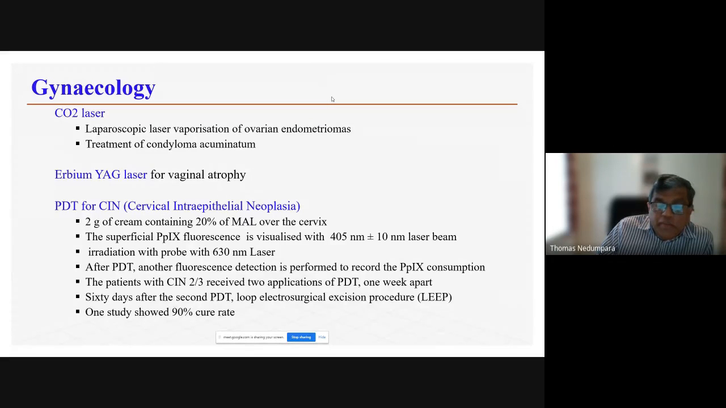The treatment may not completely destroy the cancer cells. So you may require to do an electrosurgical excision of the abnormal area. However, most of the abnormal area has been destroyed by the PDT. So you have to remove only much less area, and therefore damage to the cervix will be much less.